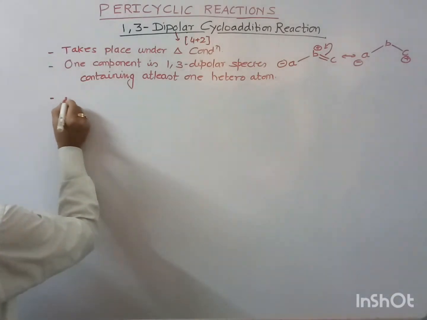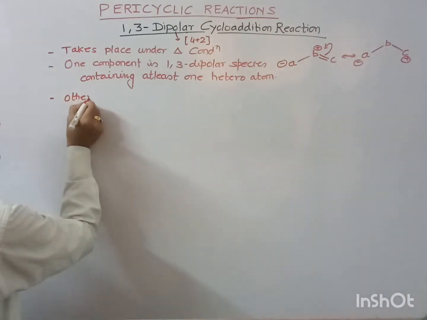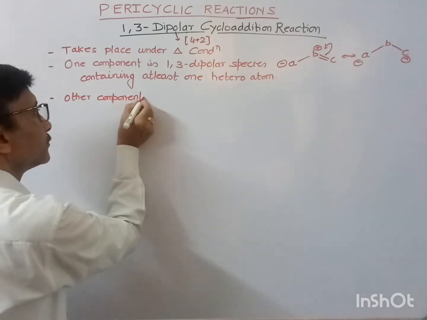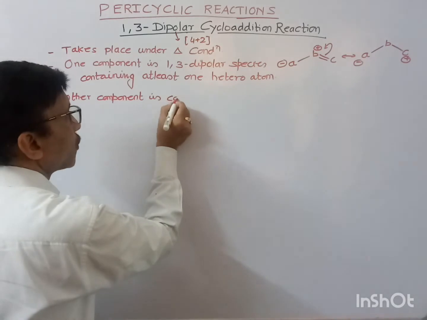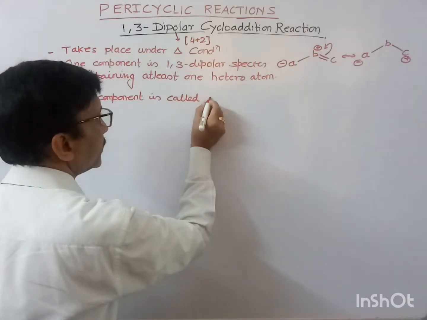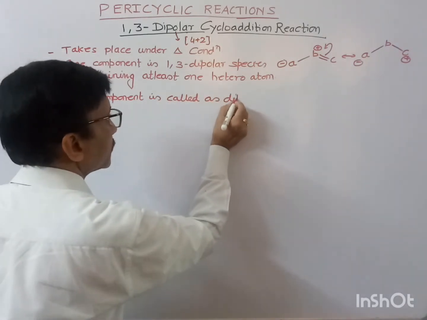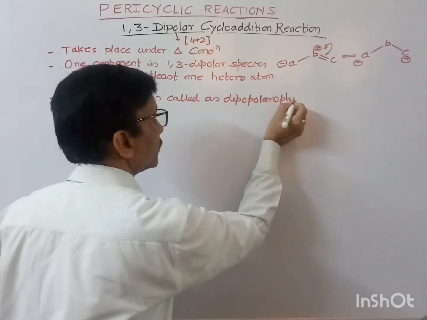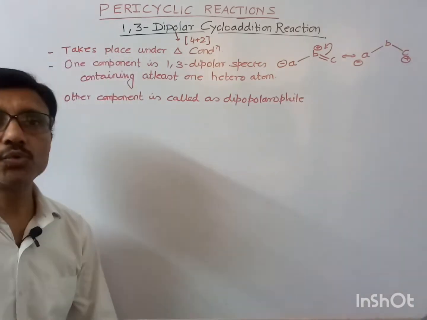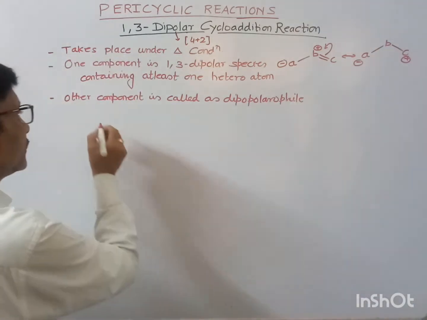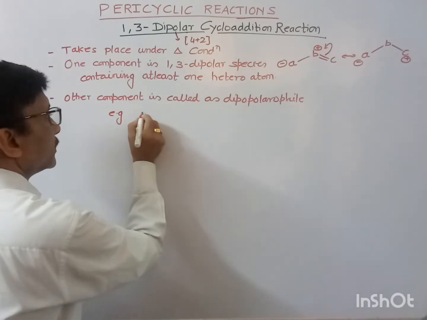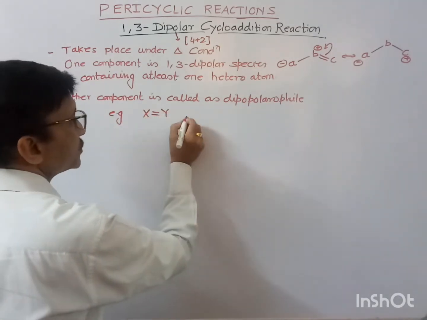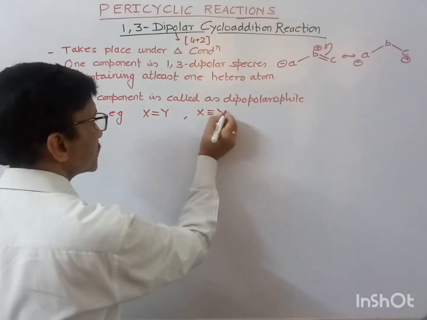And the other component is called the dipolarophile. This is similar to the dienophile, and for example, it may be a double bond species or it may be a triple bond species, like this.